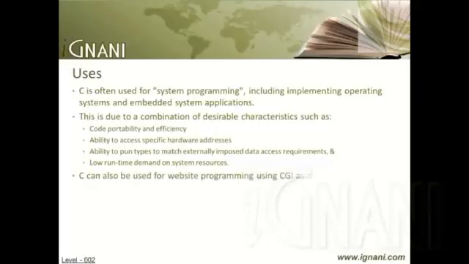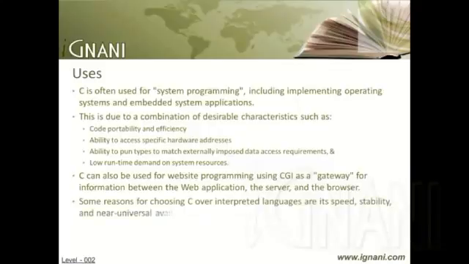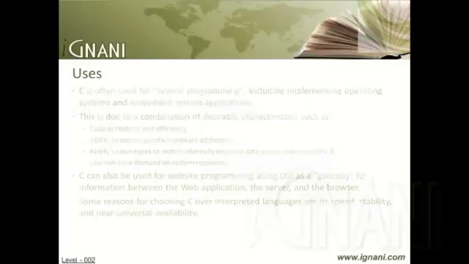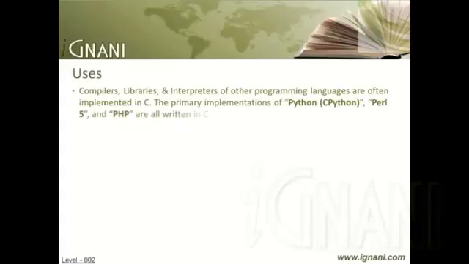C can also be used for website programming, using CGI as a gateway for information between the web application, the server, and the browser. Some of the reasons for choosing C over interpreted languages are its speed, stability, and near universal availability. One consequence of C's wide acceptance and efficiency is that compilers, libraries, and interpreters of other programming languages are often implemented in C. The primary implementations of Python, Perl 5, and PHP are all written in C.